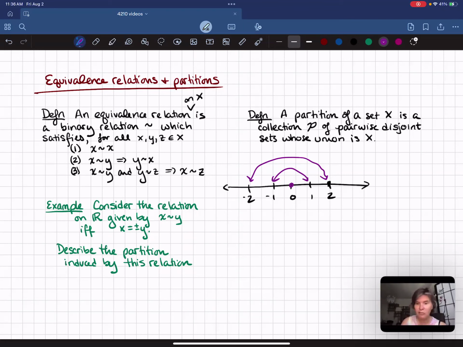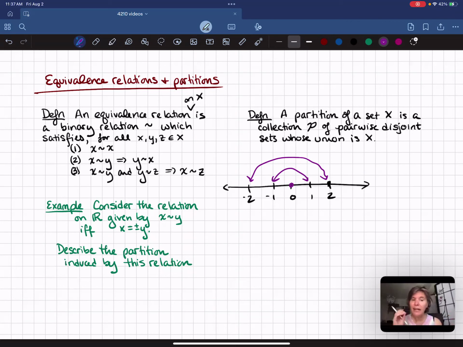And then the transitive property. If x is equal to plus or minus y, and y is equal to plus or minus z, does that mean x is equal to plus or minus z? I say yes. Okay. So this is an equivalence relation.